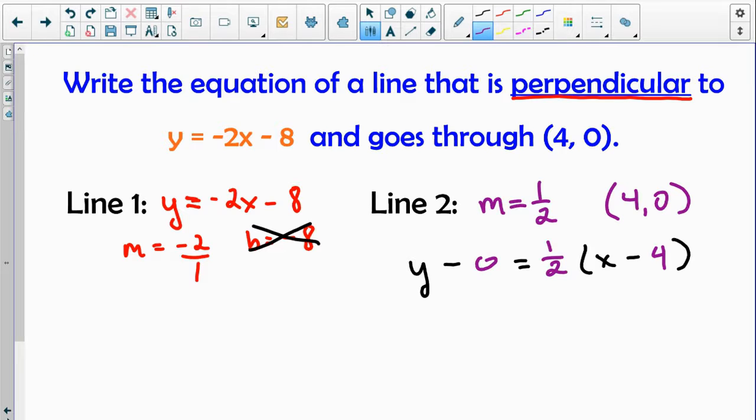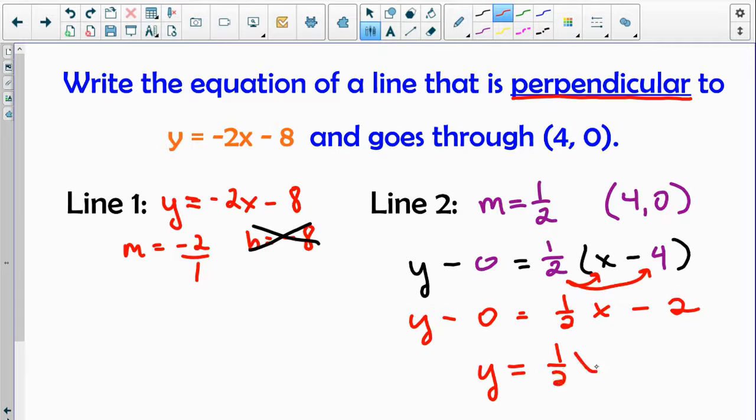I want to get this equation into slope-intercept form, so I distribute on the right-hand side by multiplying 1/2 times x minus 4. I get 1/2 x minus half of 4, which is 2. And normally I'd say, well, undo the minus 0, but adding 0 isn't going to change anything because anything plus 0 is itself. So I can just treat this as y, take away 0 is just y. And the 1/2 x minus 2 stays the same.